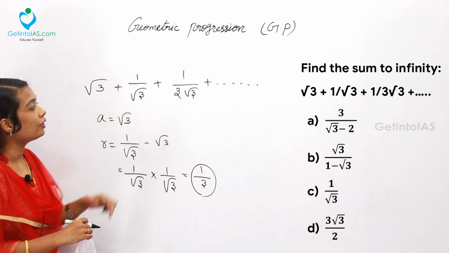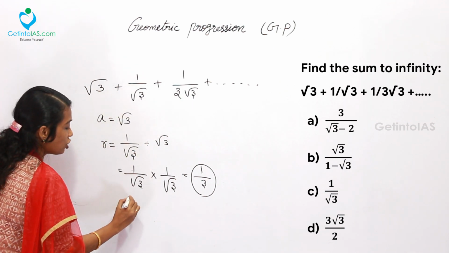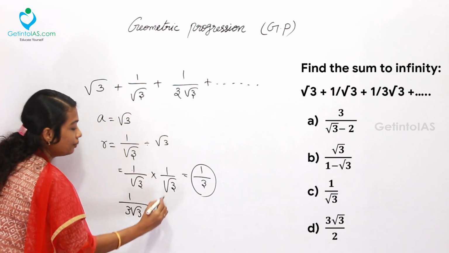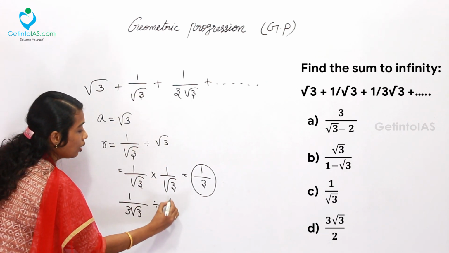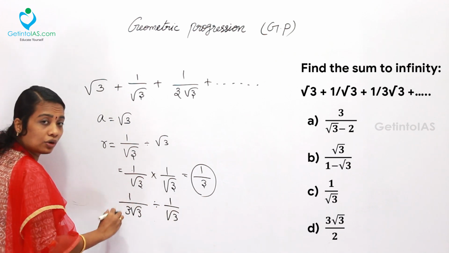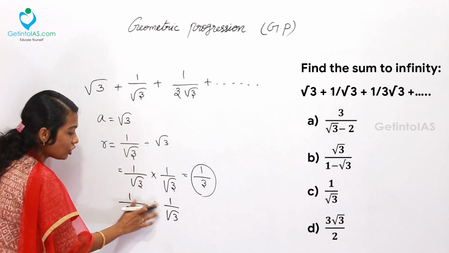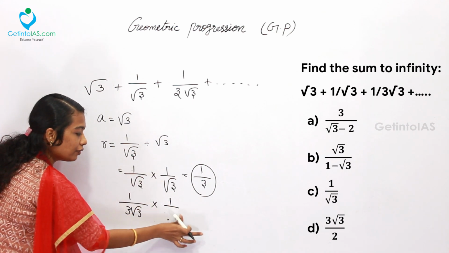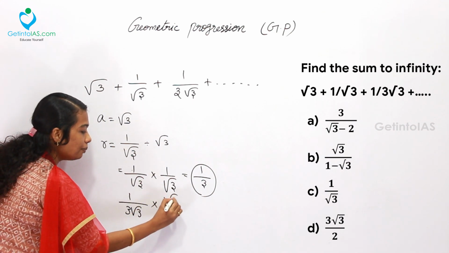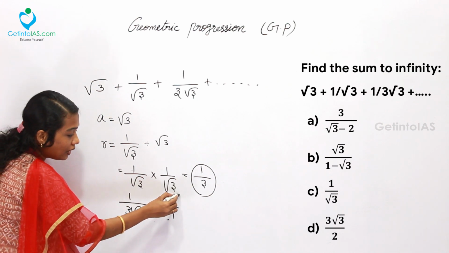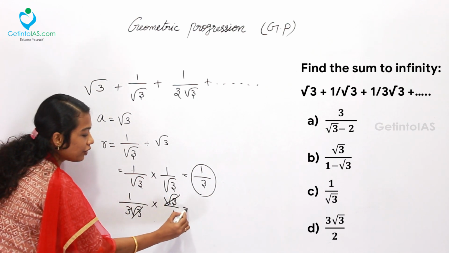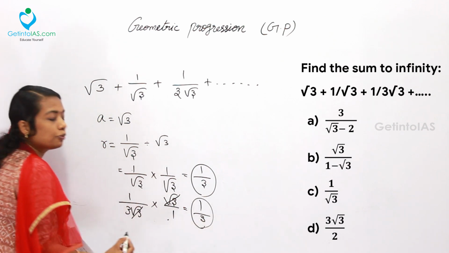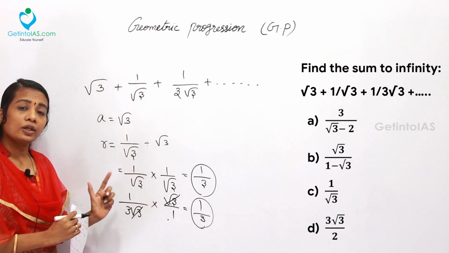Also you can verify with the third and second term as a cross check. 1 by 3 root 3, which is the third term, divided by the second term 1 by root 3. In order to make it multiplication, take the reciprocal. So root 3 will come up and 1 will go down. Now you can cancel these two parts. Finally 1 into 1 is 1, 3 into 1 is 3. This proves it. So r is 1 by 3 clearly.